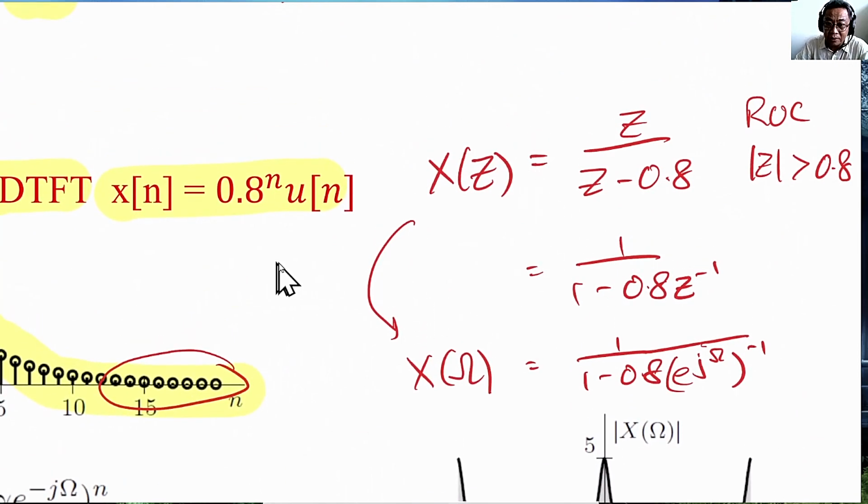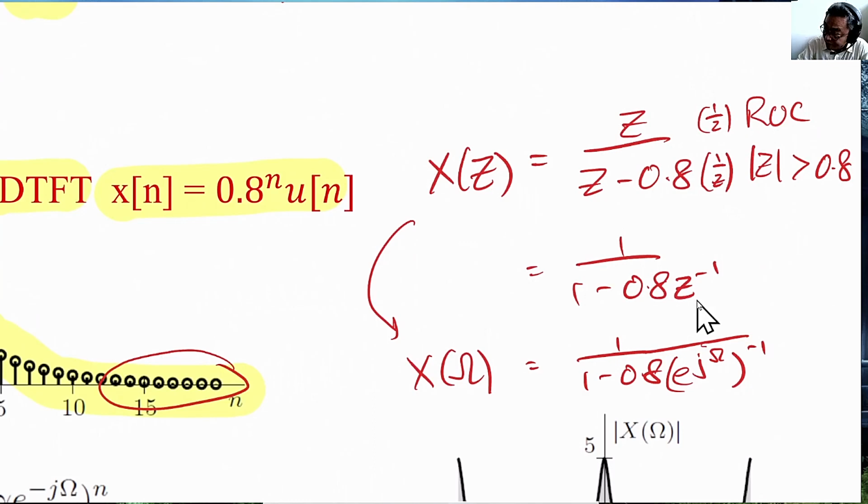I know that the Z transform of this sequence is Z over Z minus 0.8, with region of convergence greater than 0.8. Alternatively, I can convert this by multiplying 1 over Z on both sides. I can convert positive powers of Z into negative powers of Z. So Z times 1 over Z is 1. This is 1, and minus 0.8 times Z to the power of minus 1.